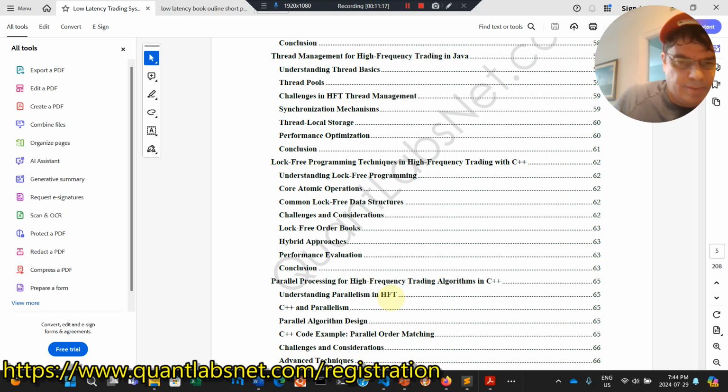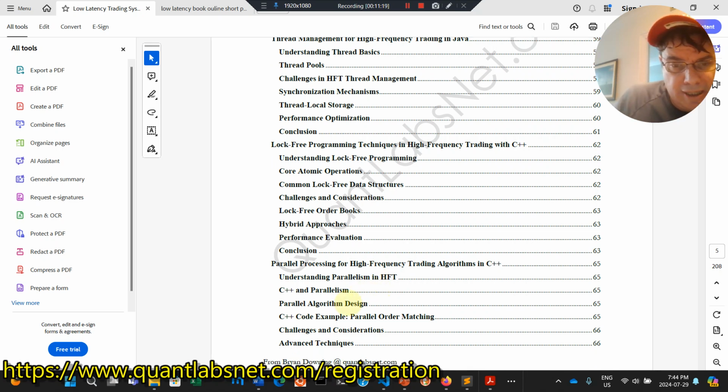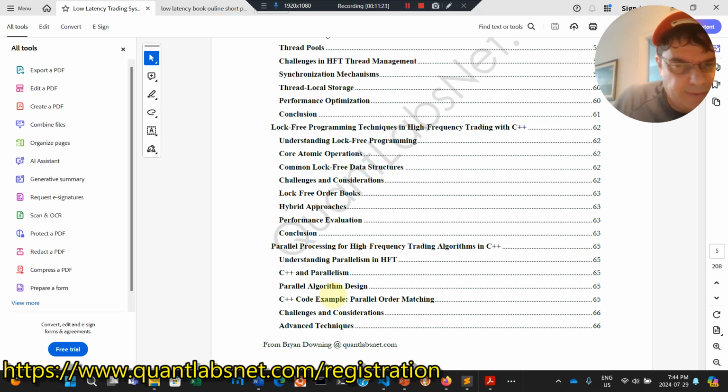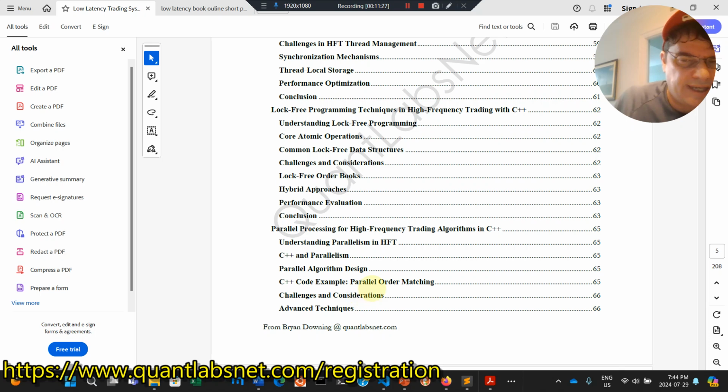So again, we talk about parallelism, C++ and parallelism, different algorithmic techniques with parallelism, some coding examples, again, parallel order matching. So again, very, very basic, very high level. I don't go too deep into it. I do in the comments give you the steps. And then if you want to learn more, that's why I say go out and learn that using something like GitHub.